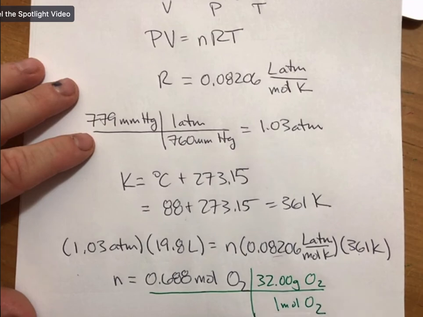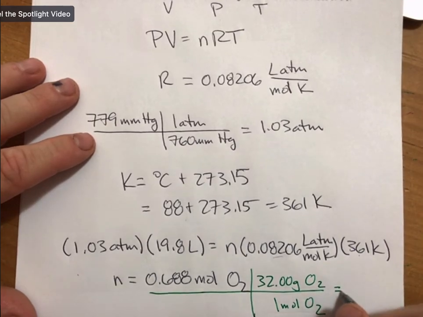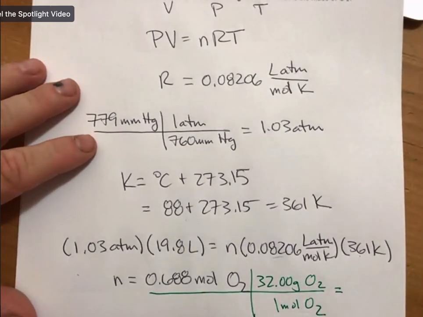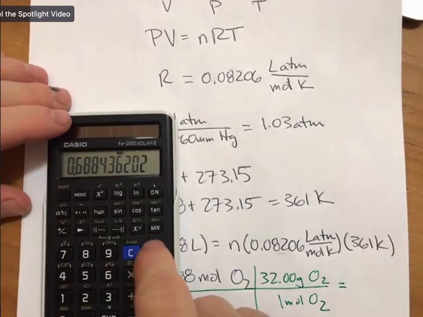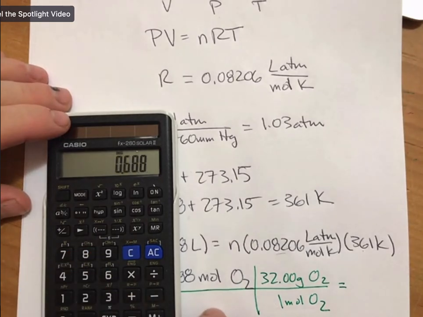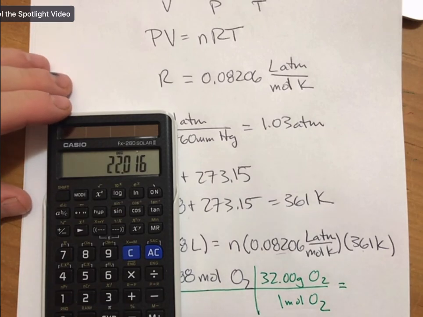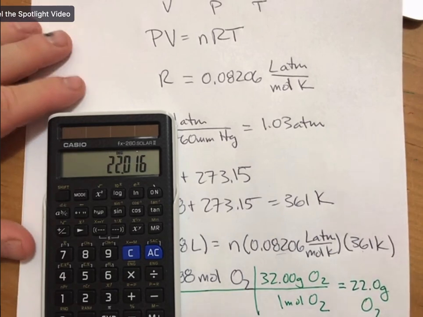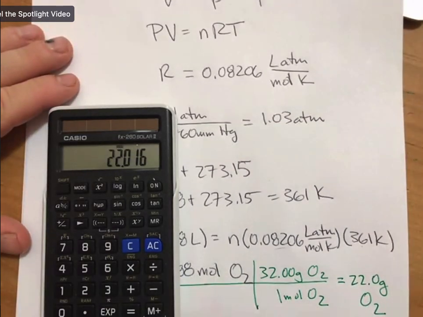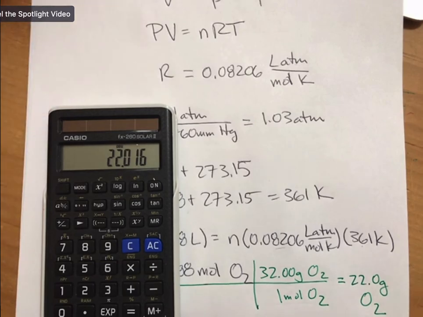And multiplying that out. Again, I always go back when I work these problems to the numbers that I've put down on the page. 0.688 times 32, 22.0 grams of oxygen. Any questions about that?